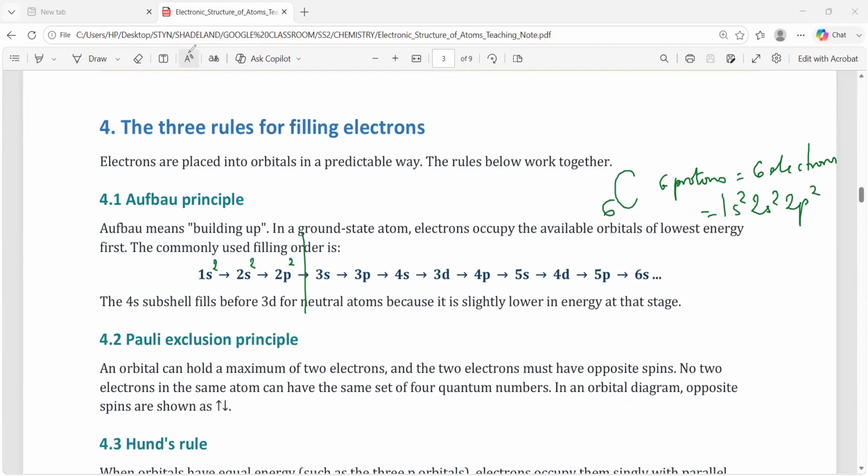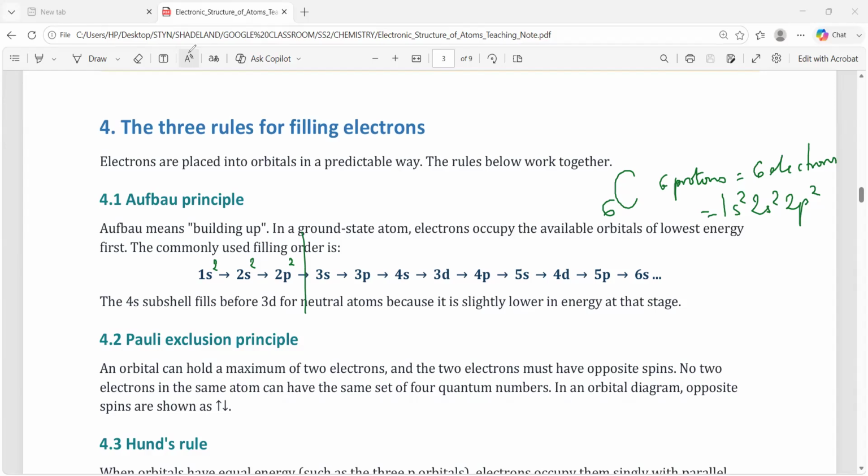Okay? So I believe everybody now understands the Aufbau principle. Good. Now, let's go to the second one, the Pauli exclusion principle. You're going to listen attentively to this principle. An orbital can hold a maximum of 2 electrons, and the 2 electrons must have opposite spin.